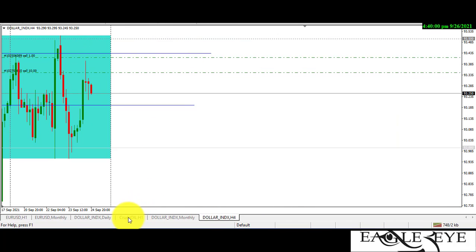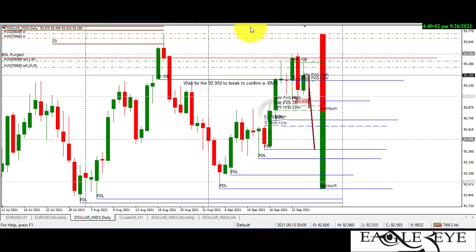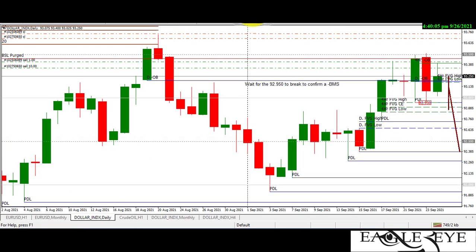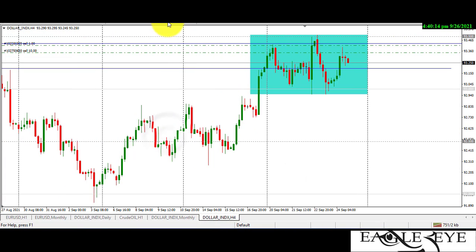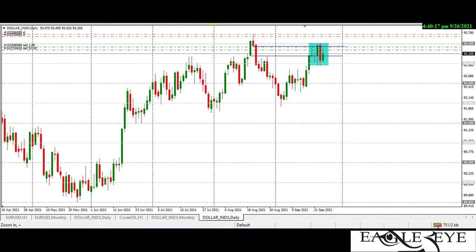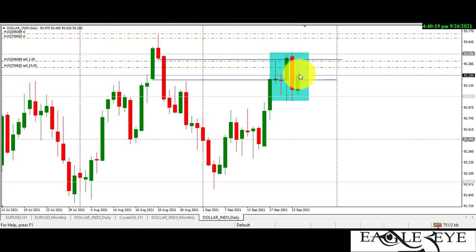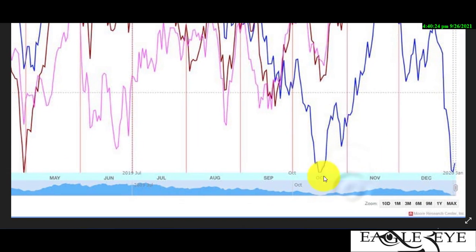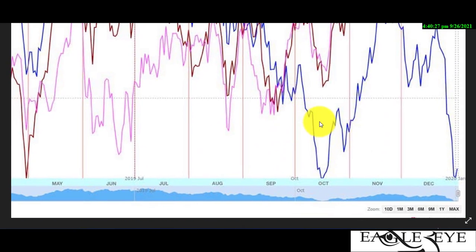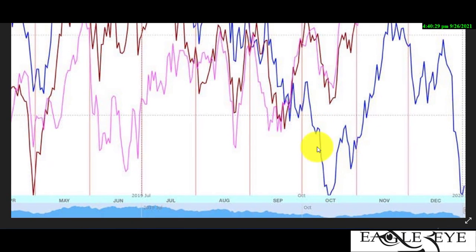I'm still expecting that we are kept in a consolidation, as we talked about in the other chart. Kept in a consolidation, and then taking the seasonality for the dollar index in the first week of October, you should see some kind of bearishness in the first week of October.